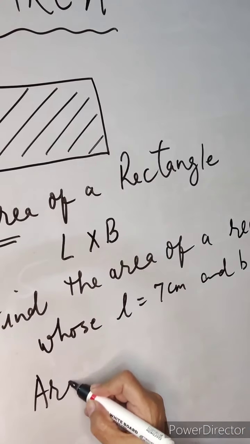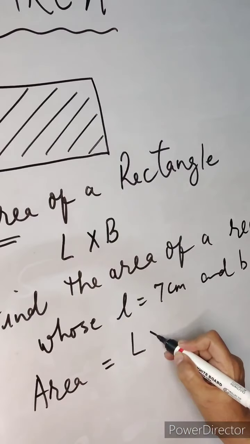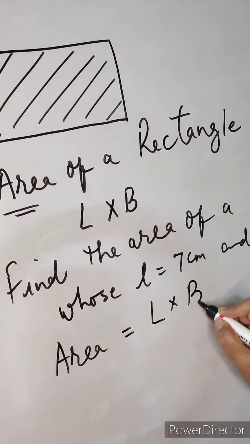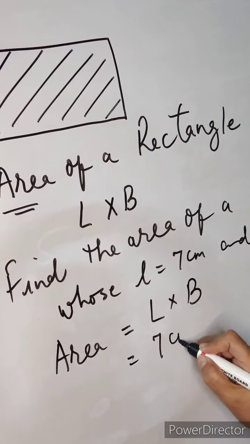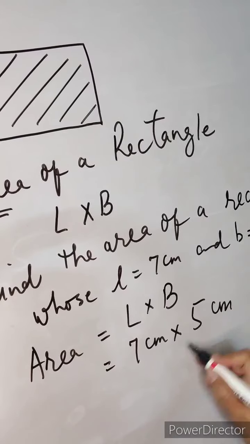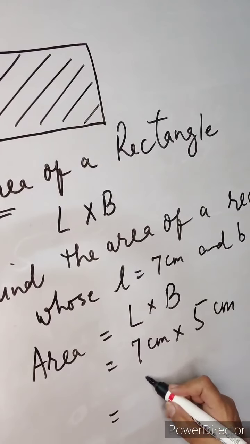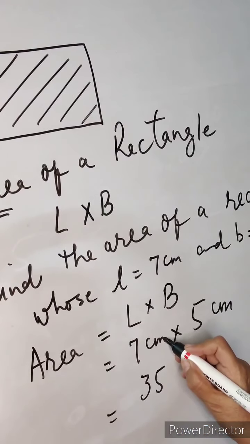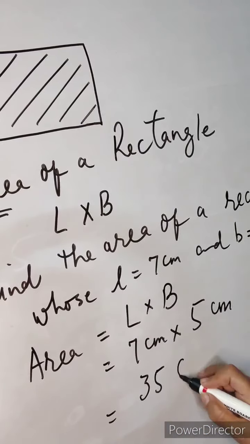So area of the rectangle is L multiplied by B. Your L is 7 centimeter and B is 5 centimeter. When you multiply them, you will get 7 5s are 35. And centimeter multiplied by centimeter, you will get centimeter 2. In other words, you can write it as 35 square centimeter. You must write this unit because this is a unit of finding out the area. ये area की unit है and we must write it.